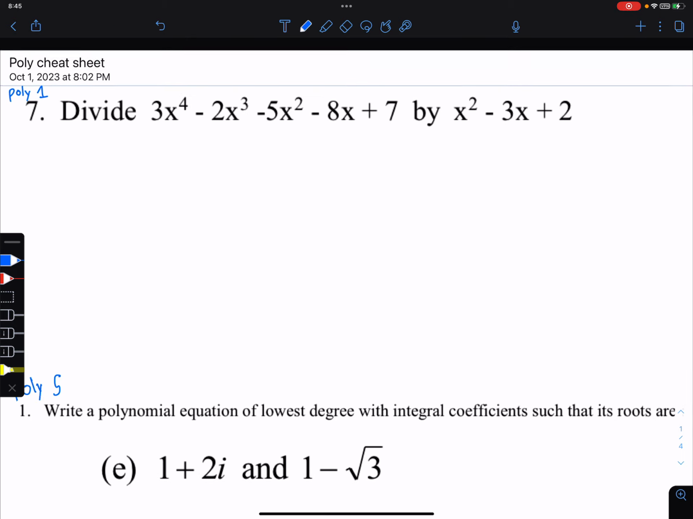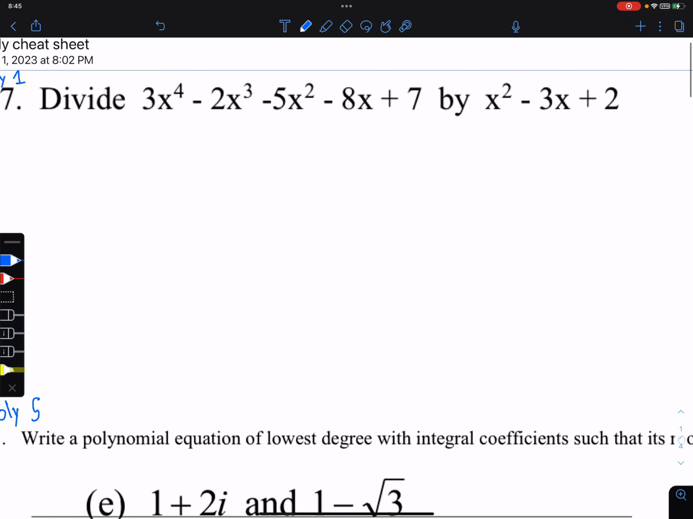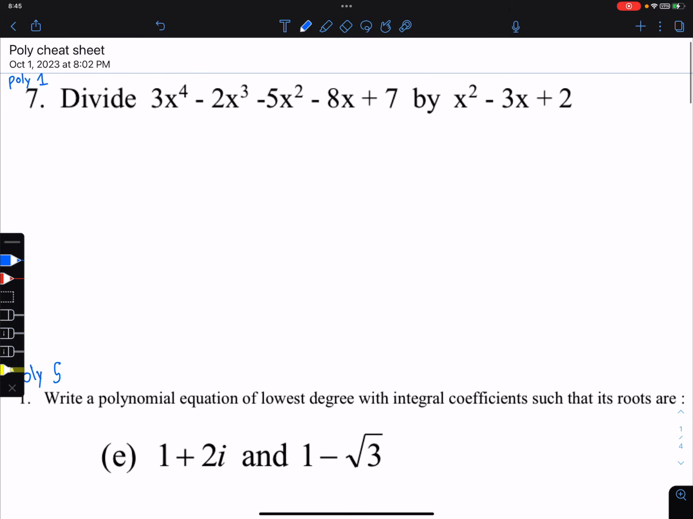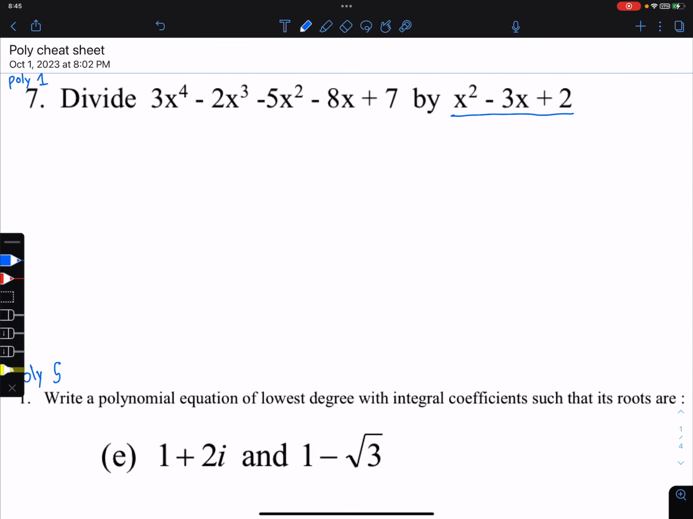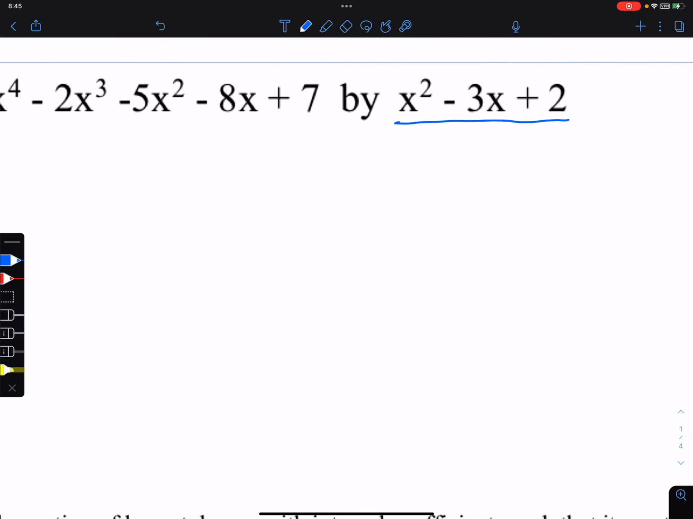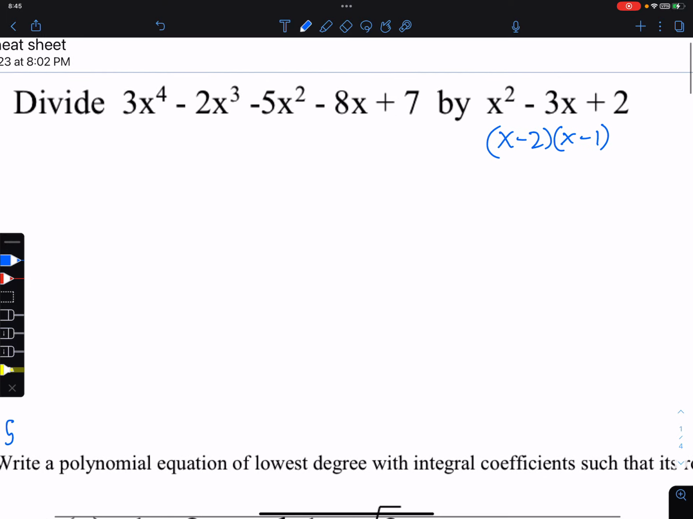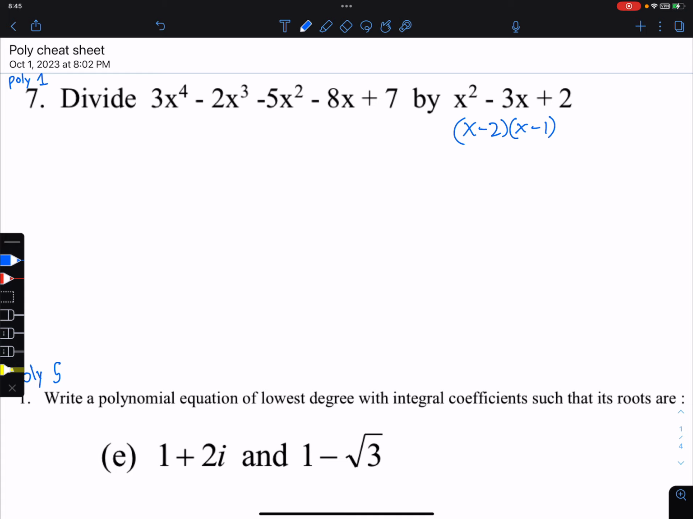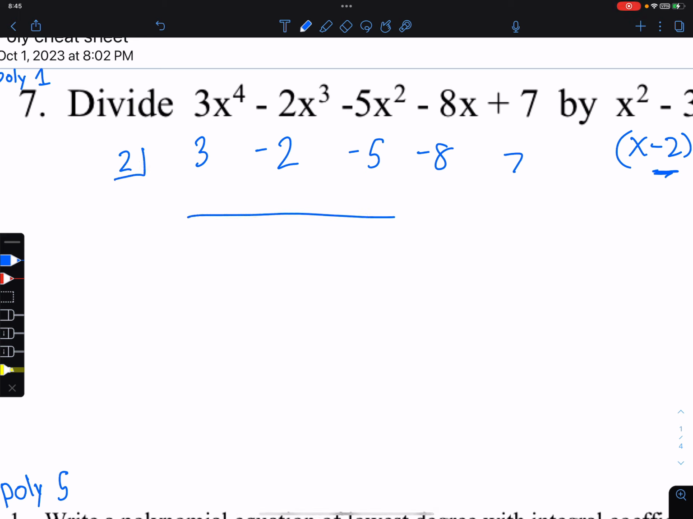So for this problem, we have to divide this by this. And so one thing that I think is faster is doing synthetic division twice. So if there's a 1 here, and this is factorable, so x minus 2, x minus 1, we can do synthetic division twice. One with 2 and one with 1. So I'm just going to rewrite this with the 2, and we can just go through it.